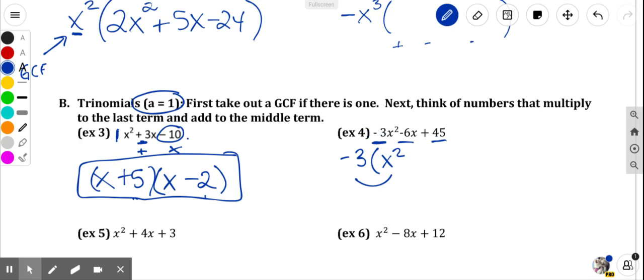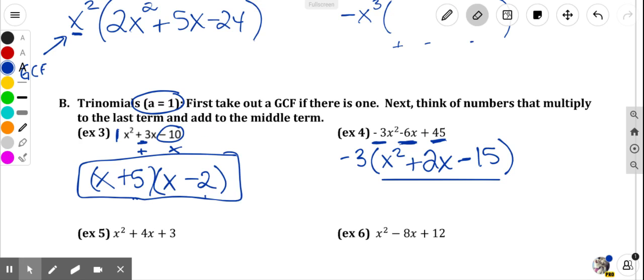Okay, next, I'm taking the negative 3 out of the negative 6x squared. So what do I need to multiply this by to get this? And it's going to be positive 2x. So negative 3 times positive 2x would give us negative 6x. And then negative 3 times what would give me positive 45? It's going to be negative 15. Okay, so we have this. Notice that now inside the parentheses, we have something that looks like this first example. It's a trinomial where a is 1.